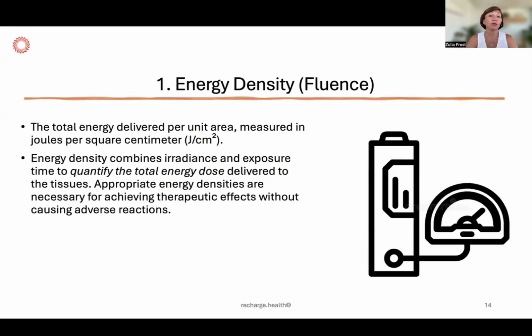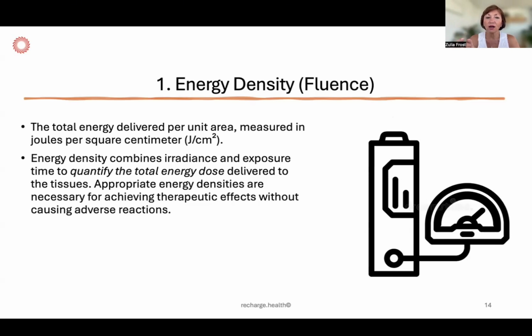Now, let's talk about the dose. The dose is the energy. I found this symbol and I'm thinking you're going to remember it: the battery is a symbol of energy and time. So the total energy delivered per unit area is measured in joules per centimeter square. This is the energy density. Energy density combines irradiance and exposure time.